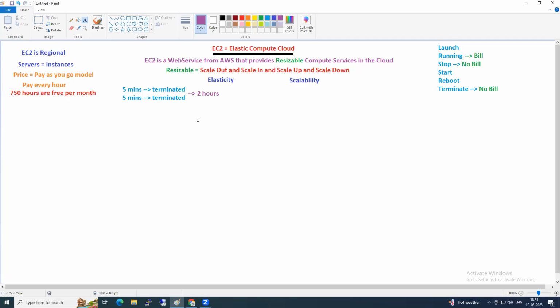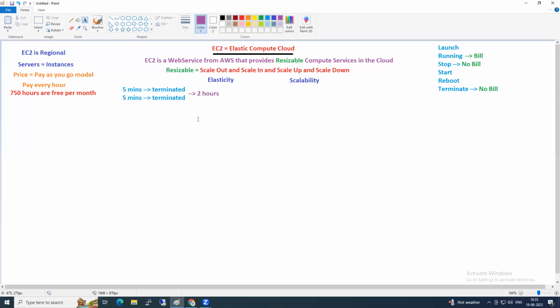750 hours only free for free tier account. Yes, it is only for free tier account, only for a fresh account that you have created. And your free account is for how many years? 1 year only. After 1 year, AWS will charge. The 750 hours will not be applicable. Okay. Basically, in your companies, it will be charged because they don't use a free tier.